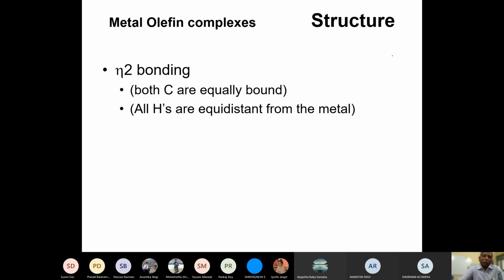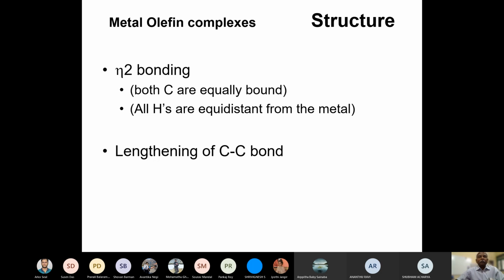So the structure of these complexes is such that the hydrogens are all equidistant from the metal. In other words, this is the olefin plane and this is the metal, so the hydrogens are also equidistant. It's not bound like this, but it is bound so that the pi bond is facing the metal atom. That is the reason for emphasizing that the hydrogens are also equidistant if it is an ethylene.